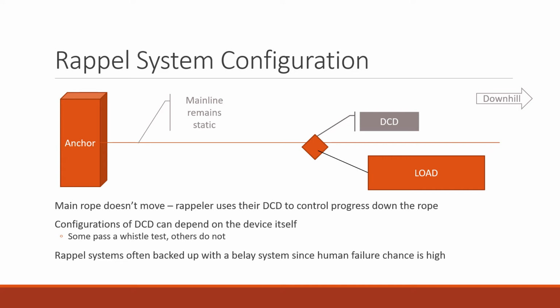It's important to know that the exact configuration of that descent control device is very, very device dependent. So be familiar with what that given device is, be it an 8-plate, Scarab, brake bar, rack, ID, anything like that. Some of those devices will pass a whistle test, others will not. So you need to have that belay system for the system to be effective or very safe. Things like the Petzl ID, if you let go, you stop. But with an 8-plate, if you let go, rate of descent is now under no control, so you will fall. So think about that, be cognizant of that risk, and have a belay line if it makes sense.